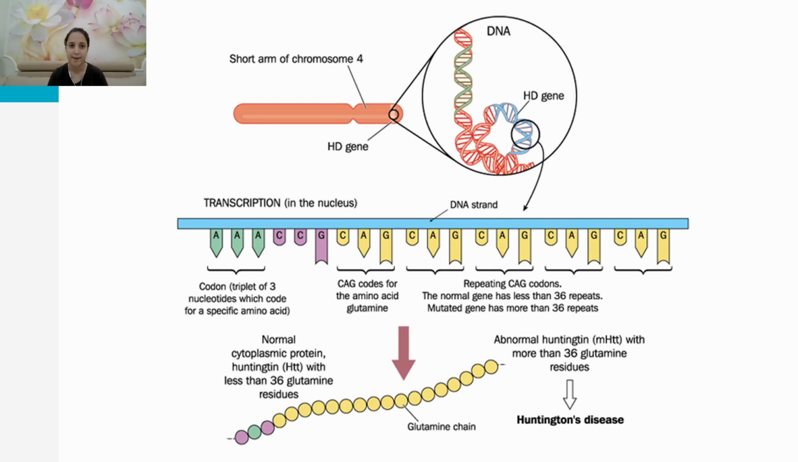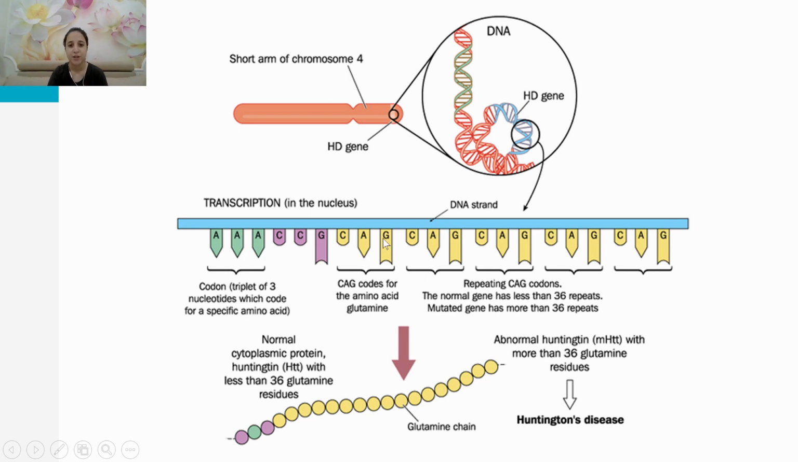So just to summarize, here you can see the chromosome 4 of a body, and if we zoom into it, we'll find our DNA on which lies the HD gene, and if we zoom right into it again, we'll see these CAG repeats on the gene.